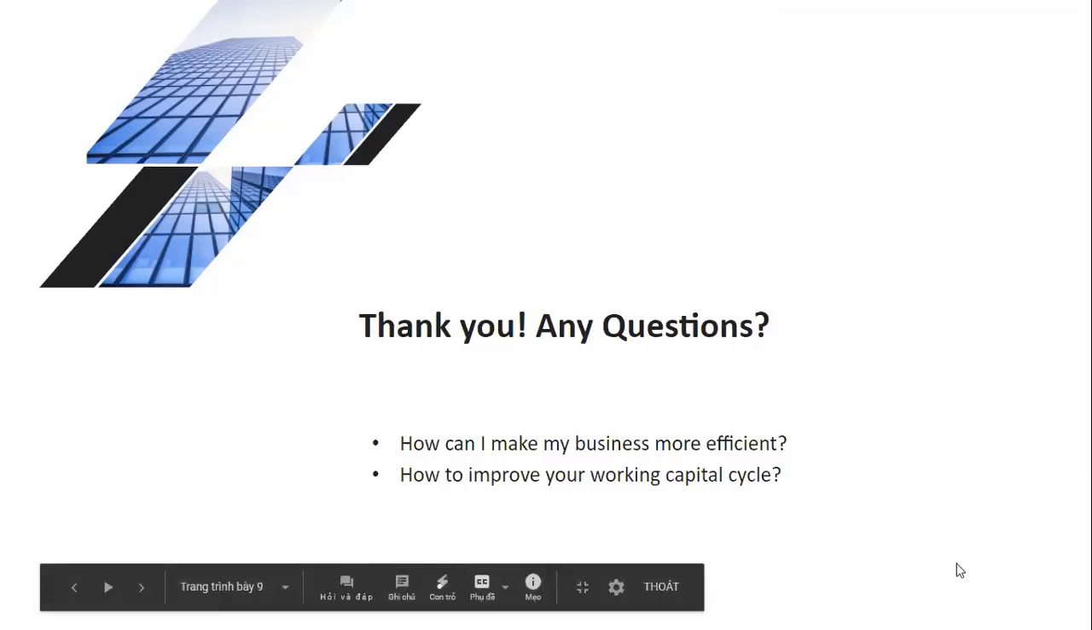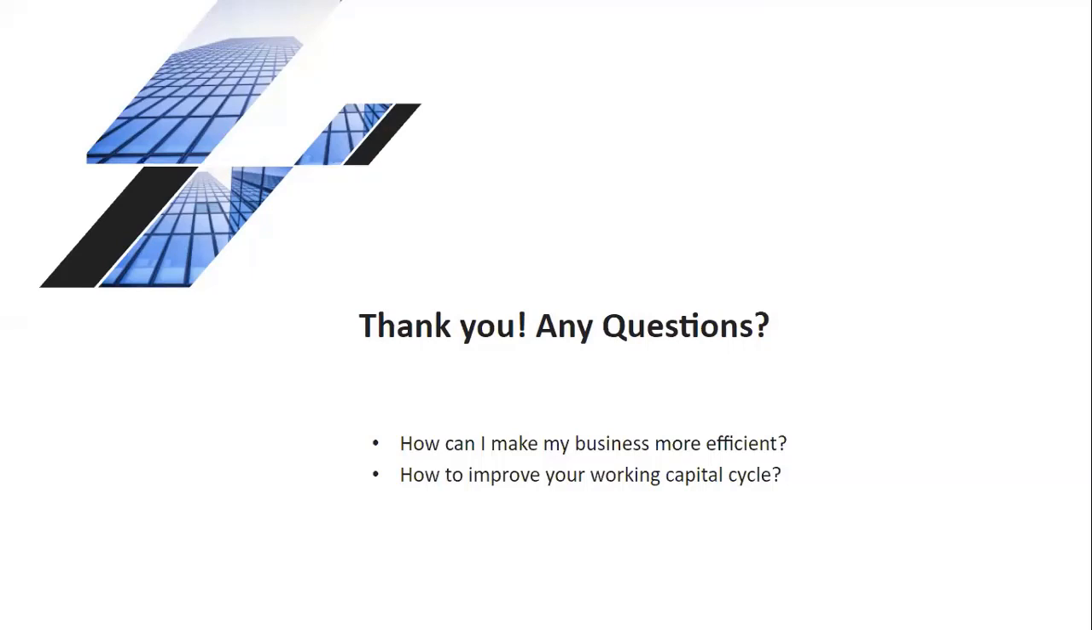The second question is how to improve your working capital cycle. There are a few ways to do this. For example, you can reduce your receivable days, which means getting your debtors to pay you faster. The second way is to stretch your payable days so you have longer payment terms. You can also manage your inventory days by avoiding stockpiling and getting your product to move faster. And the last thing is making sure that your receivable days are not greater than your payable days. That means ensuring that you get paid by your debtor before you need to pay your supplier.